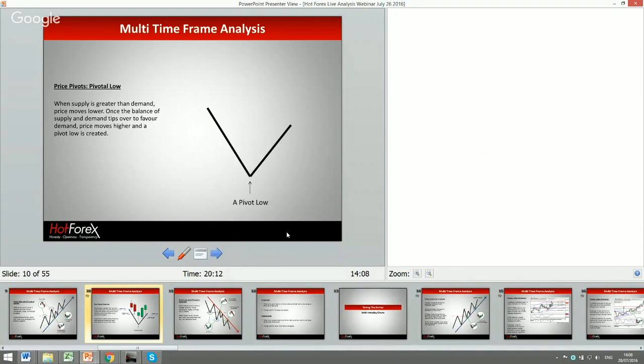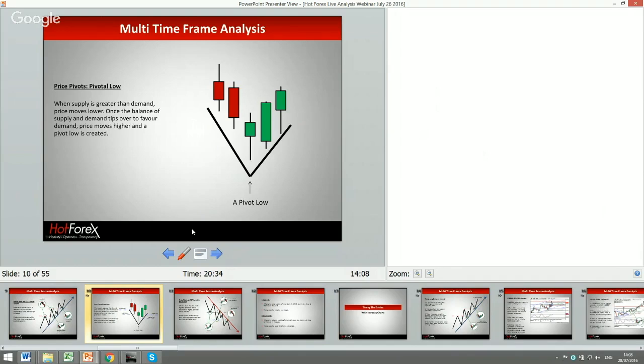Pivot low, it's just the opposite. Okay, so here with pivot lows, we've got the market moving down, supply greater than demand, buyers coming in at this bottom at the end of the third candle. The sellers are exhausted. No, price won't go any lower. So the fourth candle moves us back up. Fifth candle moves us back up again.